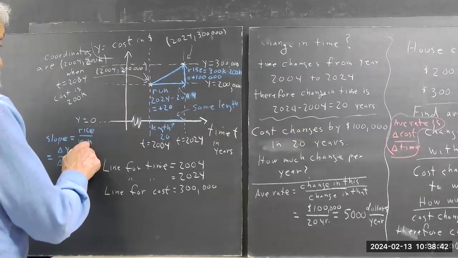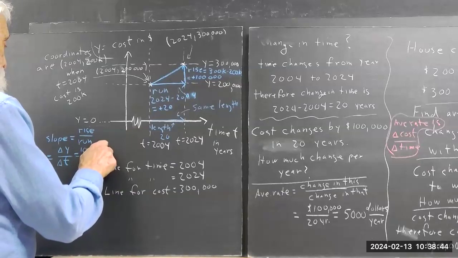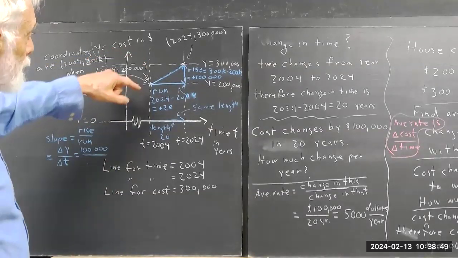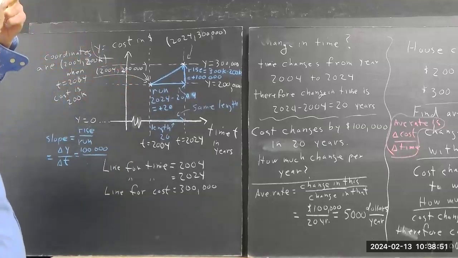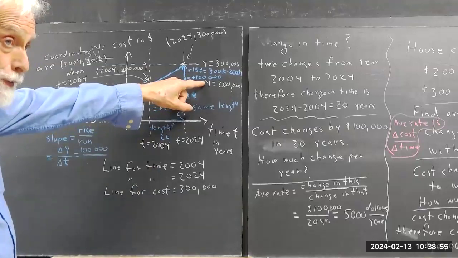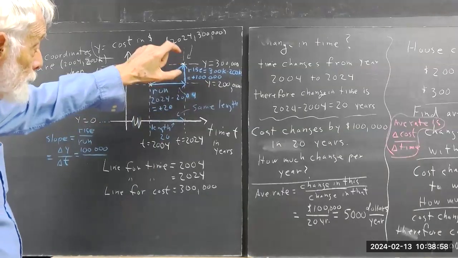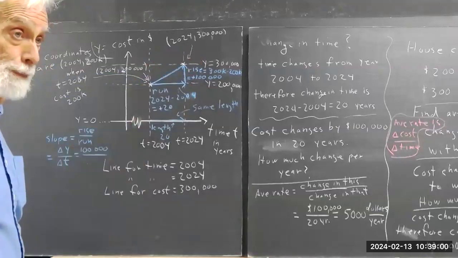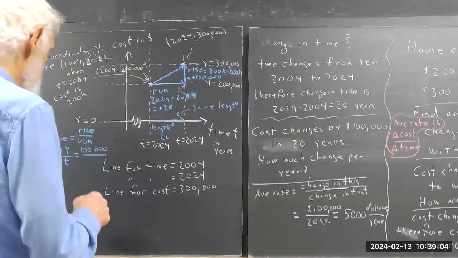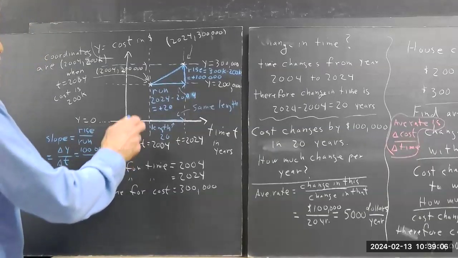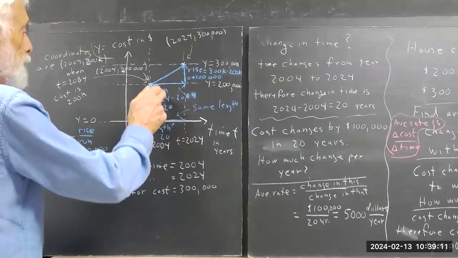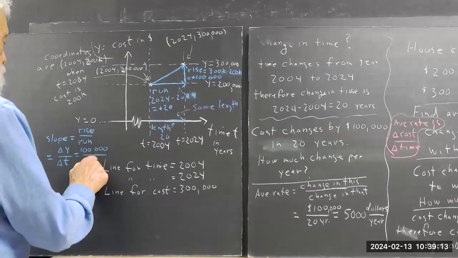The rise is 100,000. It's not 300,000, not 200,000, not 250,000, it's halfway between, it's 100,000, because very clearly this arrow has to have that length. And everybody saw that. Some people got a wrong number. Okay, and then you're changing T, well, changing T is a change from here to here, and that's what we call a run, and that's 20.